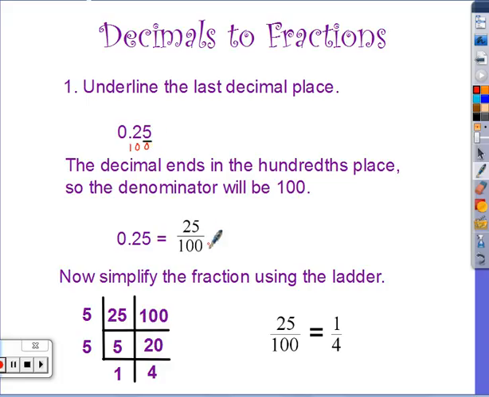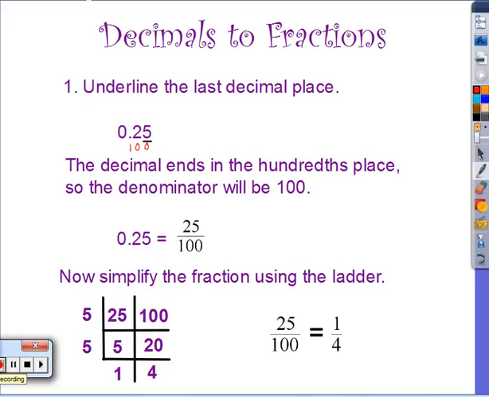Now we simplify the fraction using the ladder. Here we're going to divide with only prime numbers, so I started off with 5 because they are both divisible by 5, which gave me 5 and 20, or 5/20ths, and then I'll continue to divide by 5, which gives me 1/4. So I know that 25 hundredths represents 1/4.